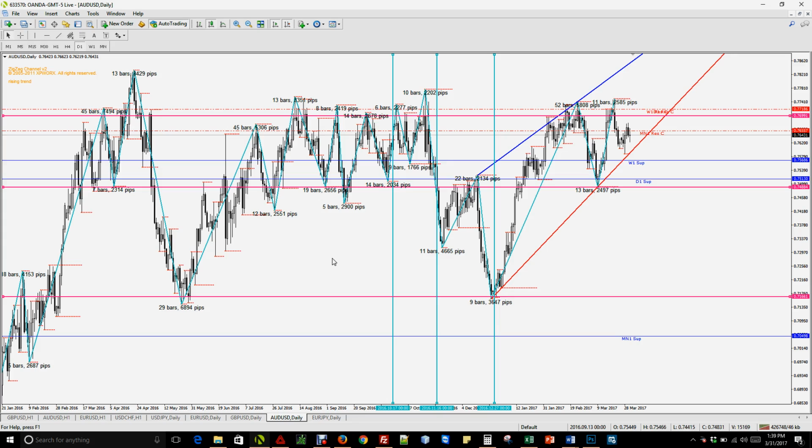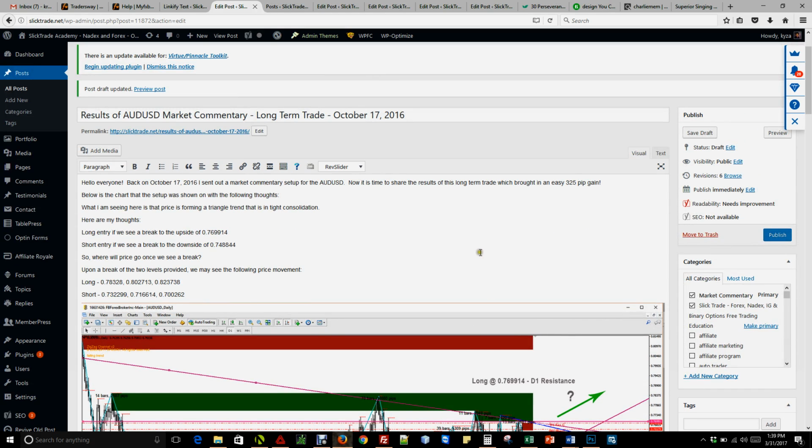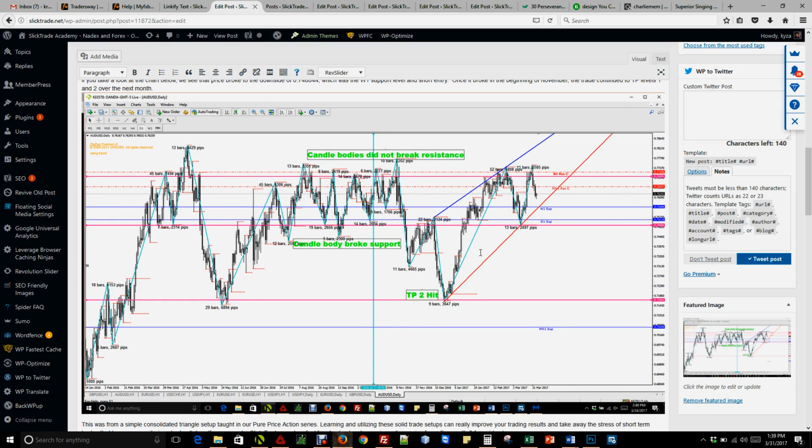Okay, so again, this was a solid trade. It really didn't go against us at any point, other than right in here, had a little bit, but not much at all. Okay, and like I said, we had a nice gain on it, 325 pips, one simple trade. Okay. And what I just talked about here, candle bodies, they did not break. The candle body broke the support right there. Okay.